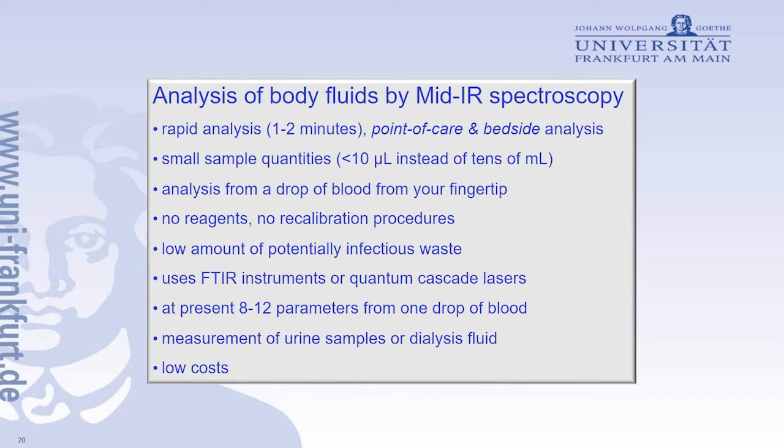It can use either FTIR instruments, or as we developed it now, it can be used with quantum cascade lasers and developed to handheld devices. And the present analysis of a drop of blood, for example, can yield up to 12 medical parameters, relevant medical parameters. But with simple modifications of the sample interface, you can also use it for urine samples or dialysis fluid. Finally, the costs are low. It's just the investment on the device, but no consumables anymore.